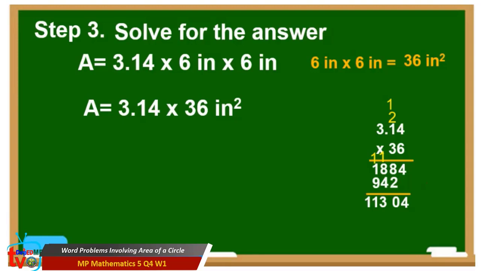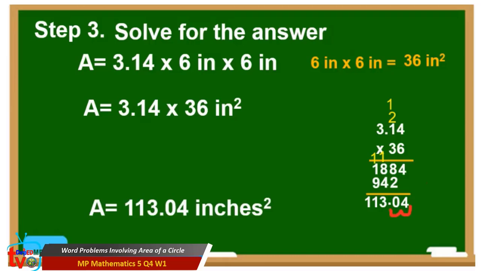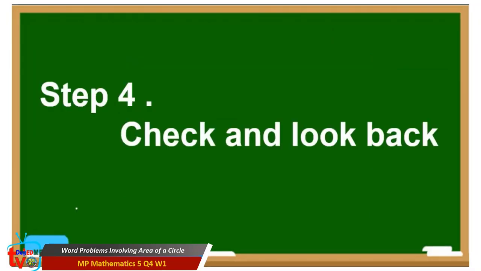Move the decimal point 2 places to the left. The answer is area equals 113 and 400ths square inches. So the area of the unity gong is 113 and 400ths square inches. Let us now check and look back. Check if you properly substituted the formula. Check your computations if they are correct.